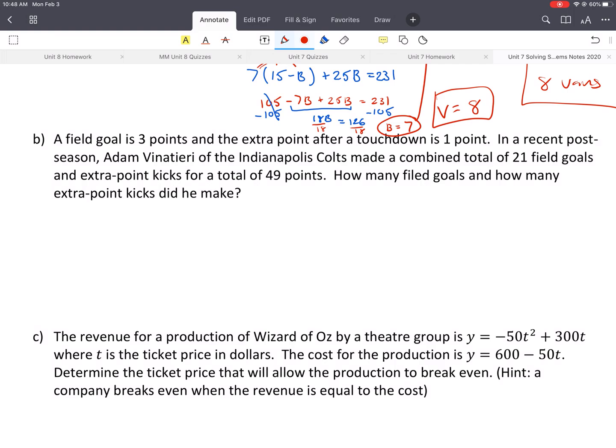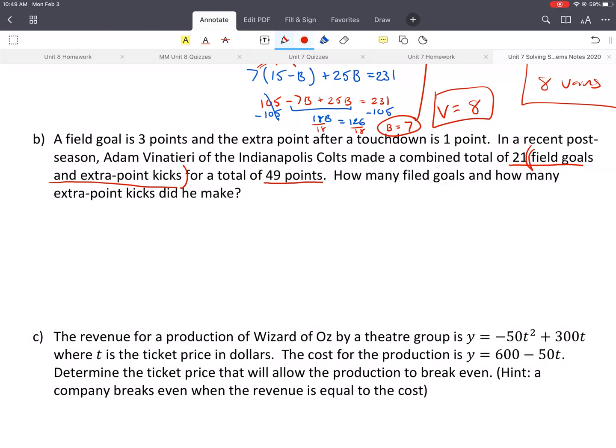A field goal is 3 points, and an extra point after a touchdown is 1 point. In a recent season, a kicker made a combined total of 21 field goals and extra kicks for a total of 49 points. So they're saying 21 field goals and extra point kicks. It's not 21 field goals and some other number of extra kicks. All right, so 21 total field goals and extra kicks.